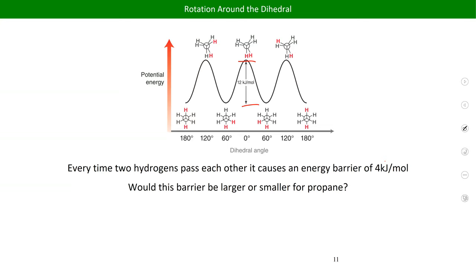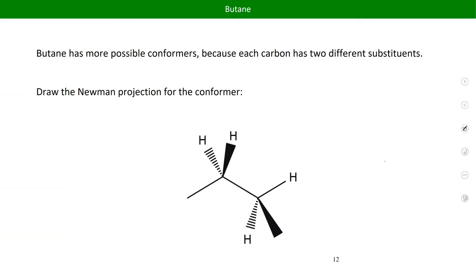But really where it gets interesting is where we start having something that's not symmetrical. So for propane, where one of these was a methyl group, every time it rotates 60 degrees or 120 degrees, that methyl group is going by another hydrogen, right? So it'd still be a symmetrical sine wave-ish thing, where every 120 degrees looks the same as the 120 degrees before it. Where it starts getting interesting is when you have two things that are different, like butane.